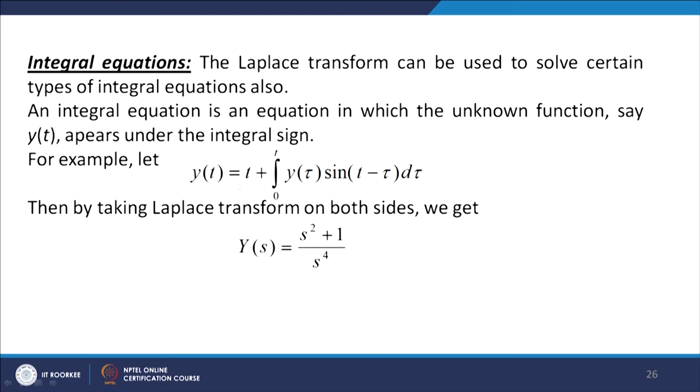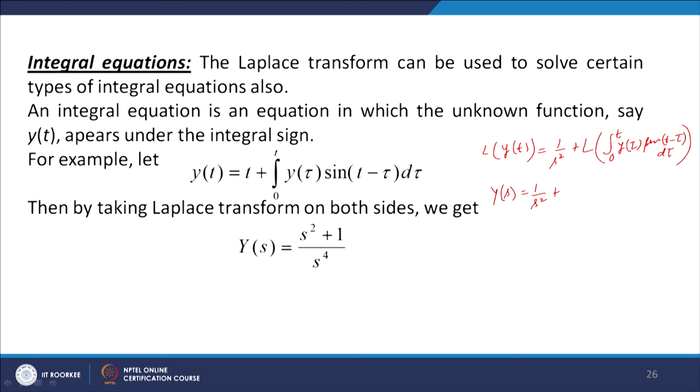Then let us take Laplace transform of this. So, Laplace transform of y(t) we can write as equal to Laplace transform of t, which is 1 over s square, plus Laplace transform of integral 0 to t y(tau) sin(t minus tau) d tau, and Laplace transform of y(t) let us take as Y(s). So, Y(s) is equal to 1 over s square. Here we use convolution theorem.